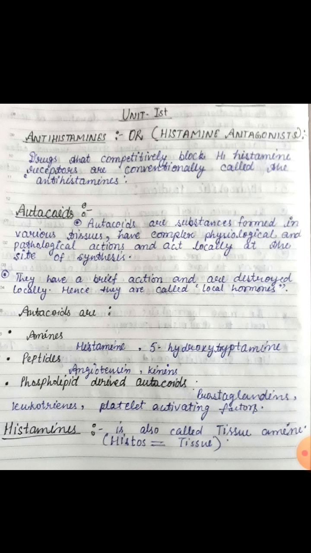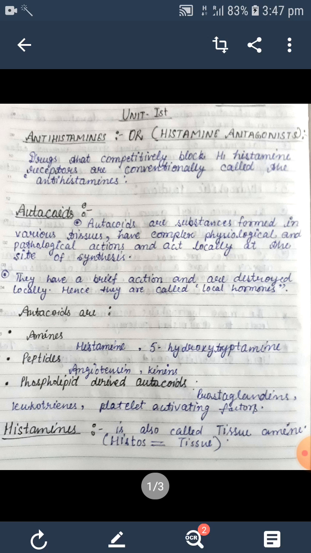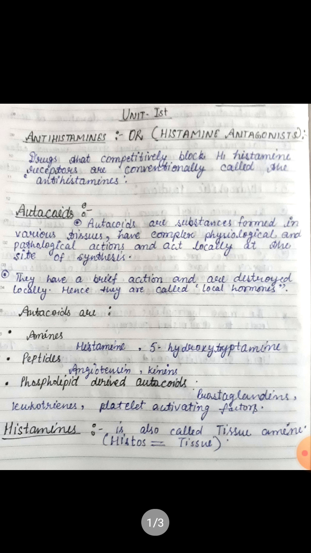Before going to the discussion of the antihistamine drugs, we should know about the autocoids. Actually, autocoid is a term. Autocoids are substances formed in various tissues that have complex physiological and pathological actions and act locally at the site of synthesis. They have a brief action and are destroyed locally, hence they are called local hormones. They differ from true hormones, which are produced by specific cells and reach their target tissues through circulation.